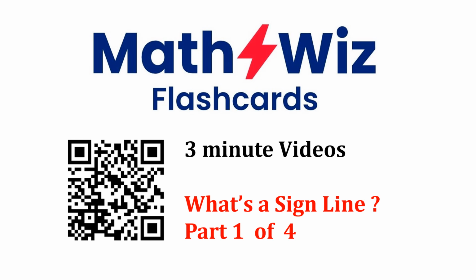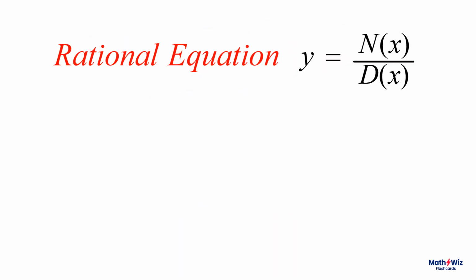Today's topic, what's a sign line? This is part 1 of 4 parts. Here's the general form of a rational equation, a numerator n of x and a denominator d of x. When we use the word sign in this video, we'll be talking about positive, 0, or negative. These numbers will be sitting on top of the x-axis.